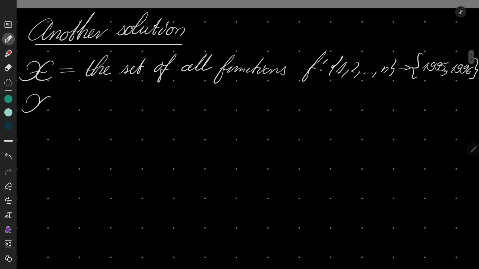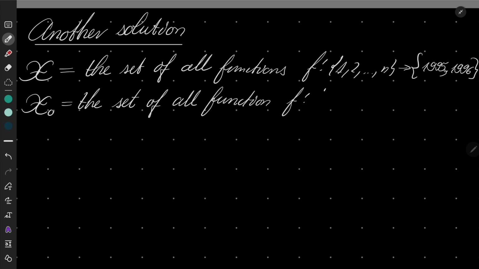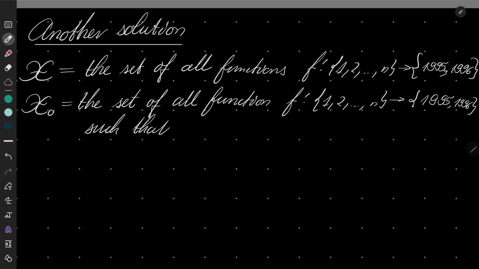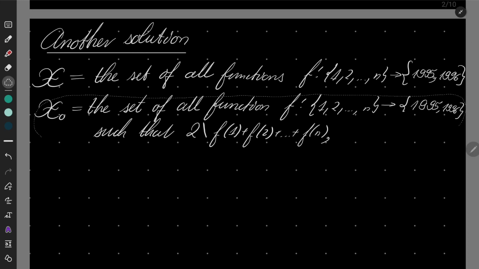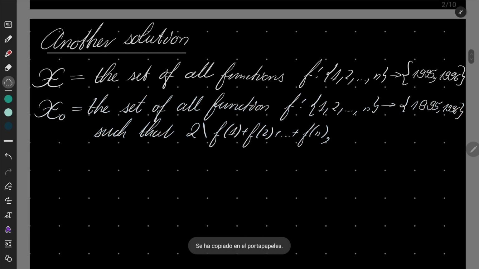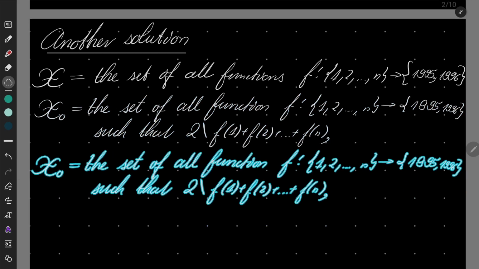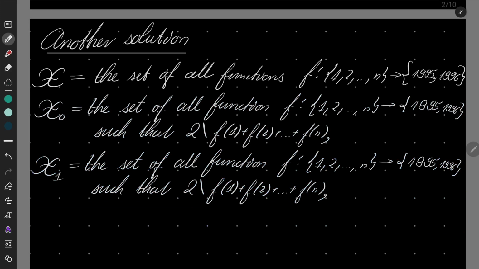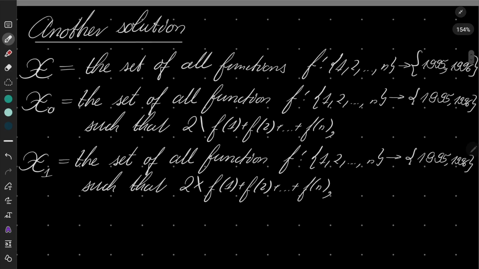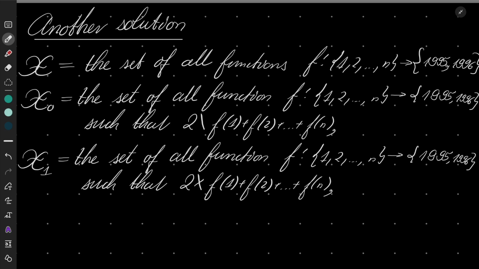And now let's further consider subsets of X. X sub 0 is the set of all functions f from 1 up to n such that 2 divides f of 1 plus f of 2 and so on plus f of n. And finally, let's consider the complement of this set. X sub 1 will consist of all the functions whose sum f of 1 plus f of 2 and so on is not divisible by 2.